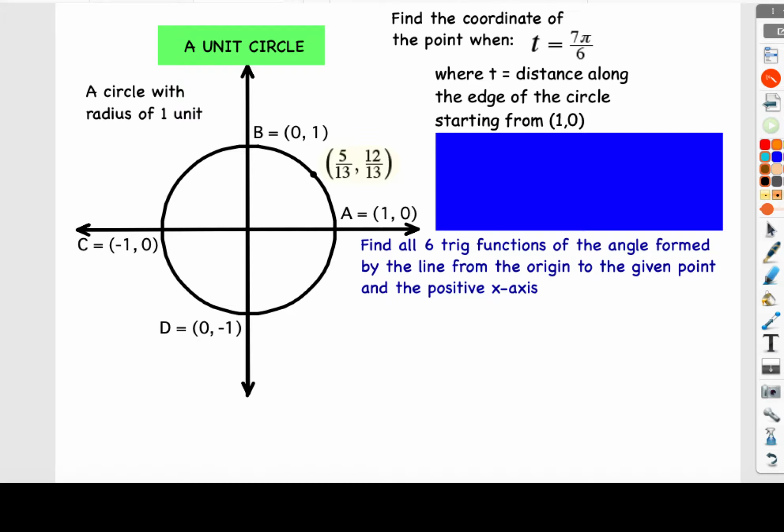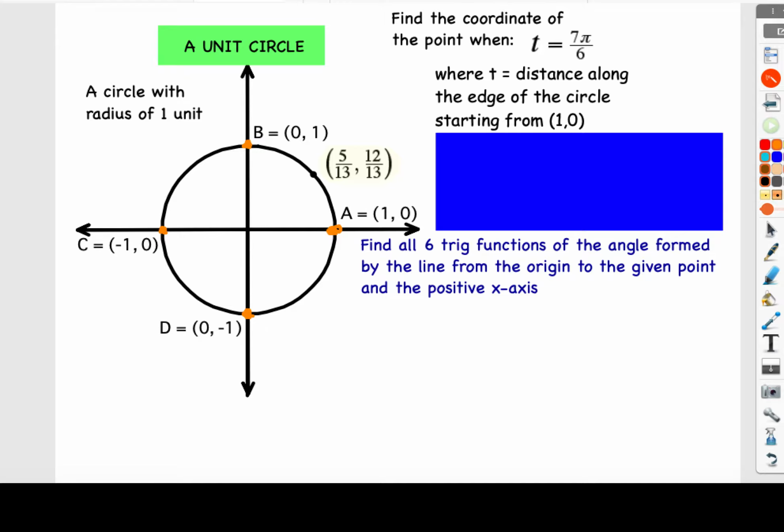So you'll notice we have two questions over here at the right. Find the coordinate of the point when t equals 7 pi over 6, where t is the distance along the edge of the circle starting at (1, 0). Now notice that's a circle of radius 1. We've got these points around the edge, they're all exactly 1 unit out. Well, 7 pi over 6 is that same idea, the distance along the edge of a circle, essentially saying the radians along the edge of a circle.